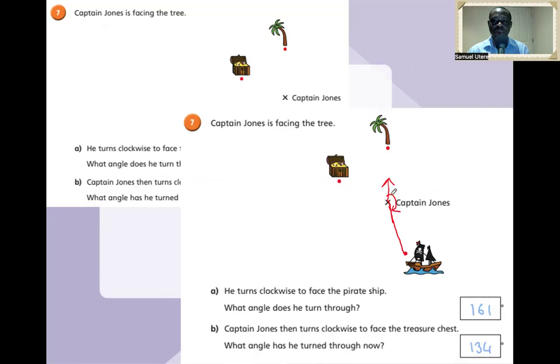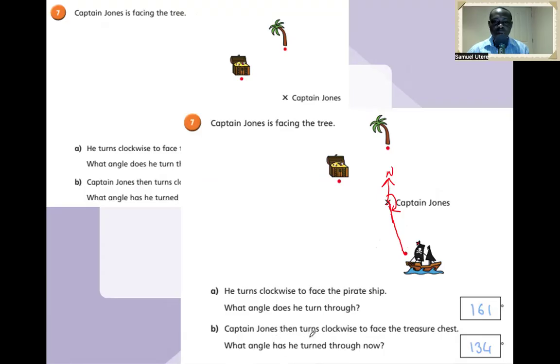Make sure that the crosshair of the protractor lines up with this vertex point, the cross where Captain Jones is, and then make sure that the zero line lines up either with this north line or with that line. Then you can measure with either the inside scale or the outside scale.